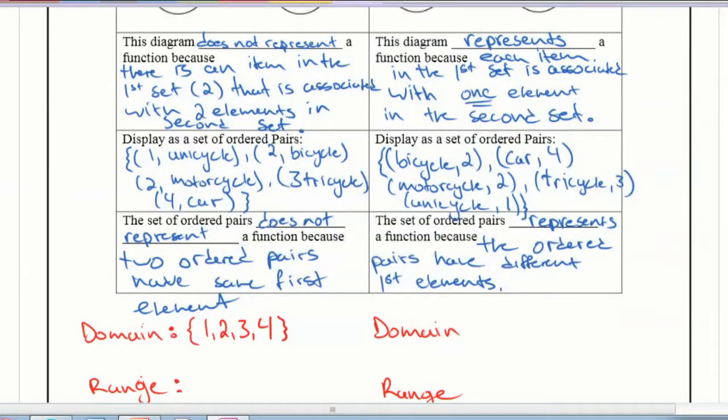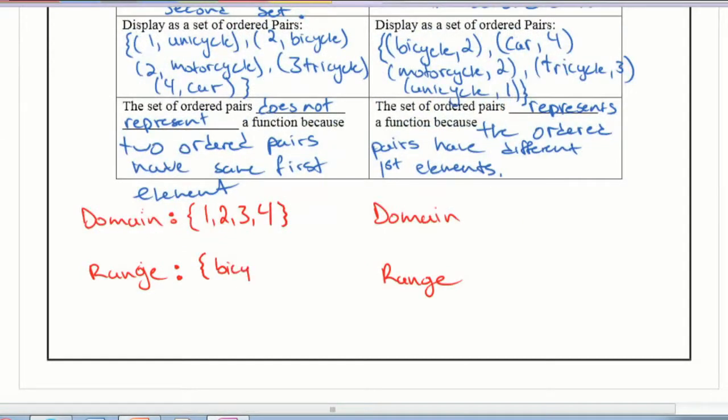And then the range was everything in my second bubble. So in this case, I had a bicycle, a unicycle, a motorcycle, a car, and a tricycle. So that was my domain, that was my range. You guys are all over it. How about for the second column of this question here?